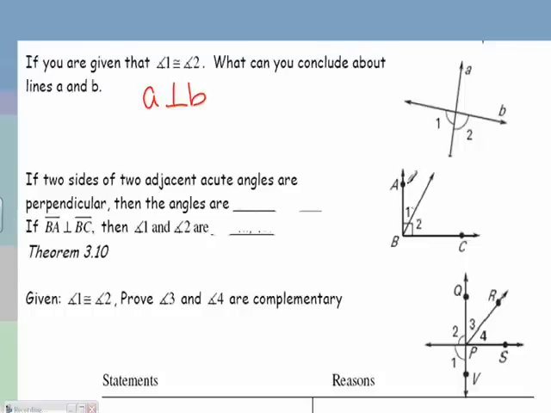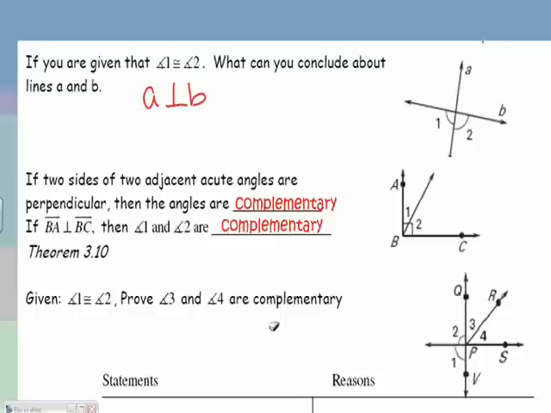All right, and then if two sides of two adjacent acute angles are perpendicular, so if this is perpendicular to this, which it is because we're shown that in the diagram, and these are adjacent acute angles, then the angles must be, what goes in the blank? Complementary. So if BA is perpendicular to BC, then angle 1 and angle 2 are complementary. Together, their sums are 90 degrees.